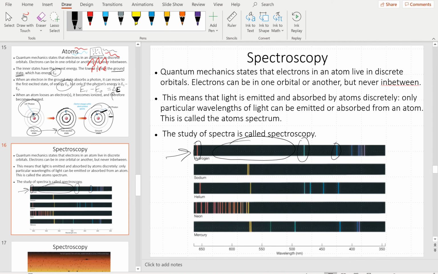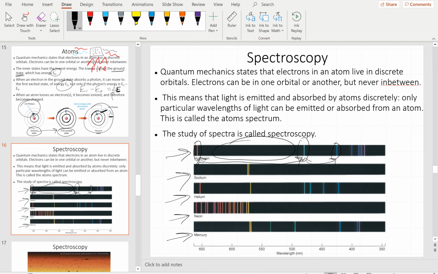And the reason why these bands are here is because they correspond to energy differences between the states, for the reasons I mentioned, because those are the only wavelengths of light that can be emitted by an atom. And I can do this for any atom I like, sodium, helium, etc. These are just a few choices. So these are the spectra of these atoms. And the study of spectra is called spectroscopy.